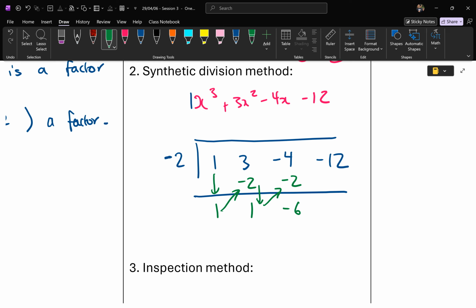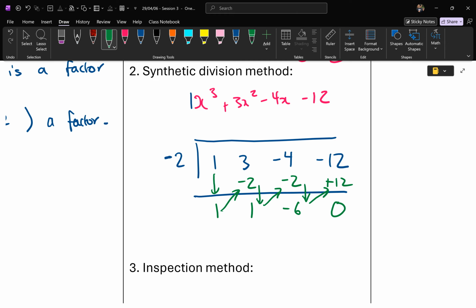Do the same thing again. Drop. So you dropped. Now to pop, you always have to times the outside number. So I dropped the 1, times by negative 2, I've popped it here. Then when I dropped it down, I do 3 minus 2 is 1. I times negative 2 by 1, pop it over here. Negative 4 take away 2 is negative 6. Negative 2 times negative 6 gives me positive 12. Negative 12 plus 12 is 0.